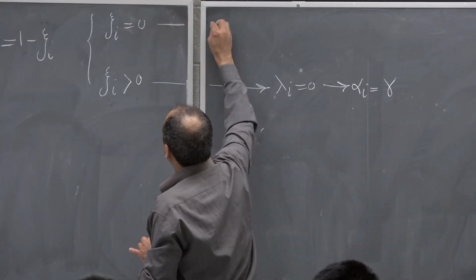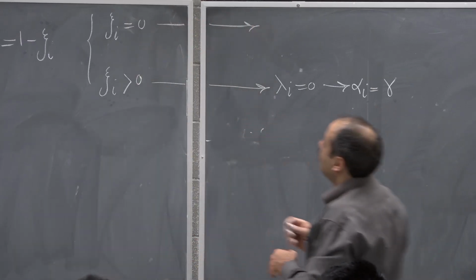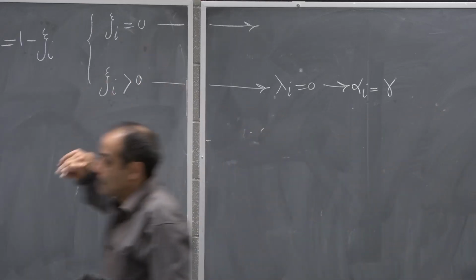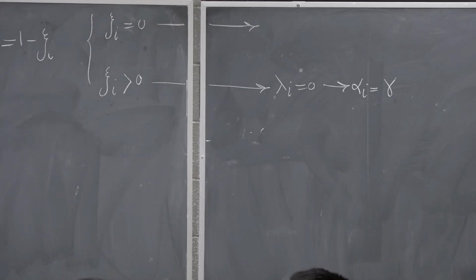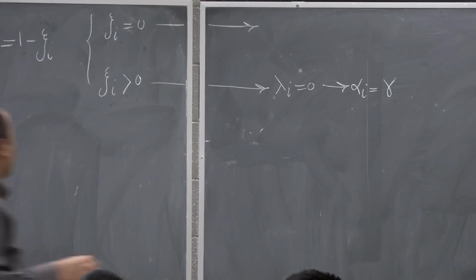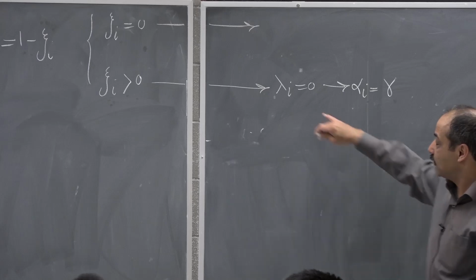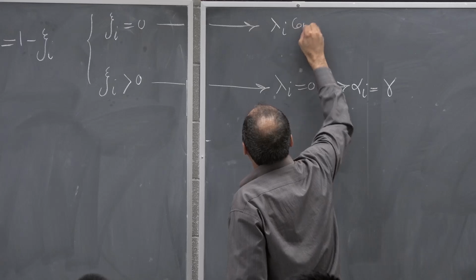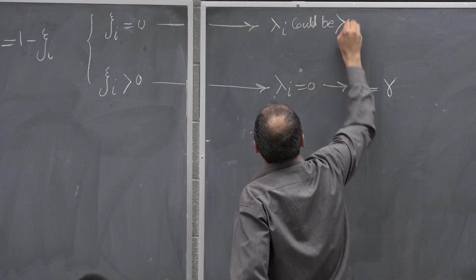So what about this case? If zeta is equal to 0, then lambda I might be 0 and may not be 0, right? I can't say for sure that lambda I is equal to 0 or is not equal to 0, because the condition is satisfied by zeta being 0. But lambda I can be chosen to be greater than 0. It's not necessary for lambda I to be 0. So lambda I could be greater than 0.